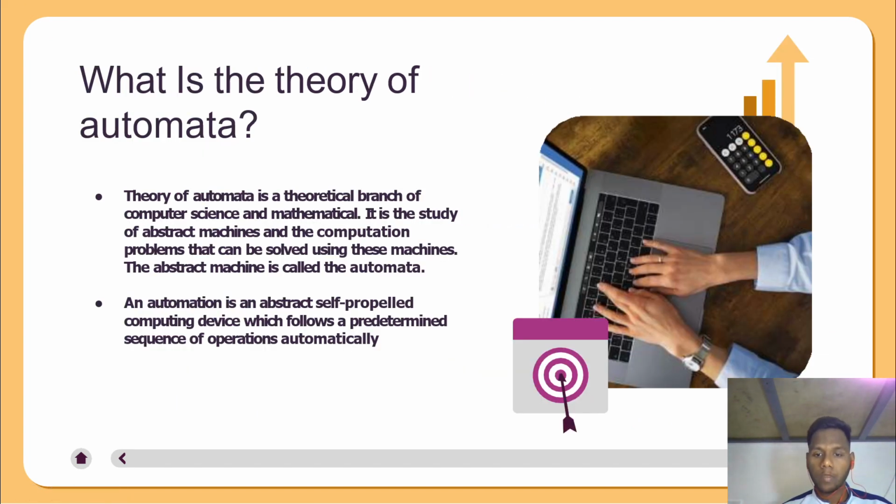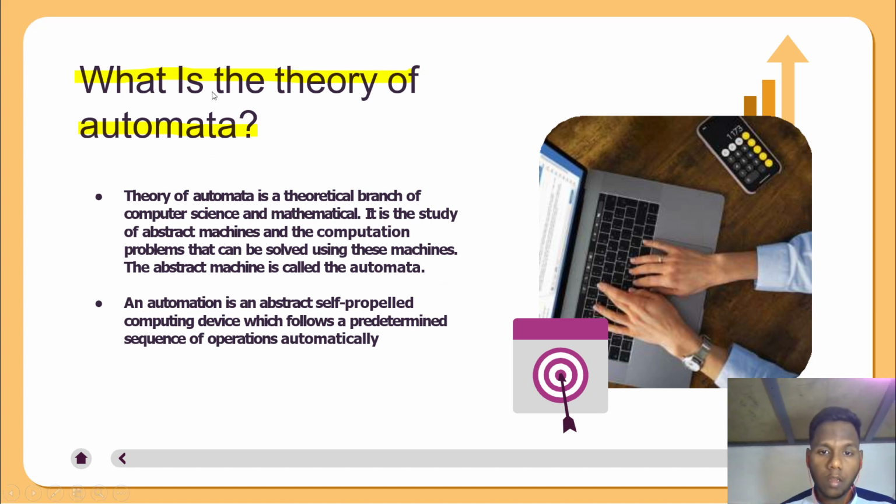So now coming to the point, what is the theory of automata? The theory of automata is a theoretical branch of computer science and mathematics. It is a study of abstract machines and the computation problems that can be solved using these machines. The abstract machine is called the automaton, and an automaton is an abstract, self-propelled computing device which follows a predetermined sequence of operations automatically.